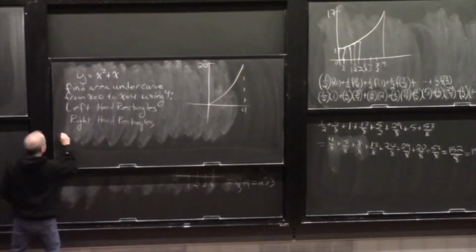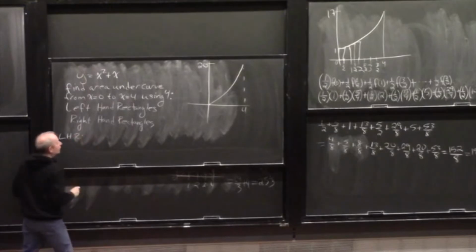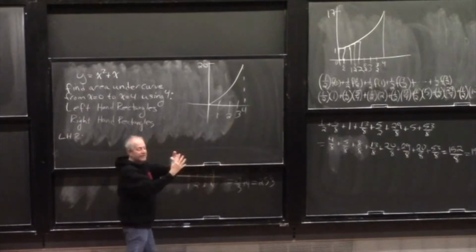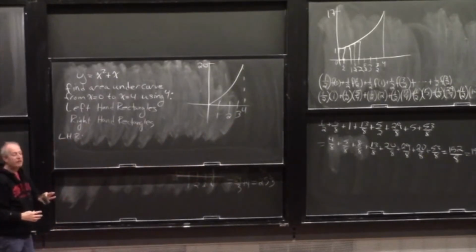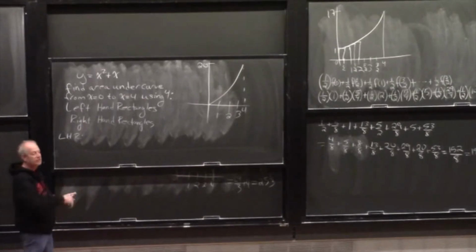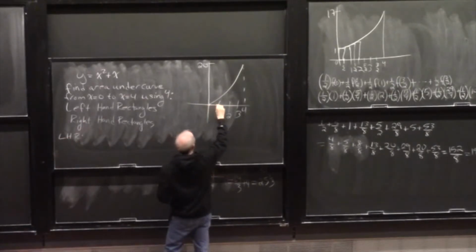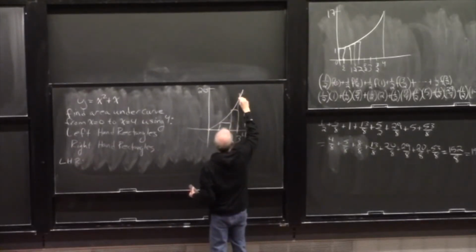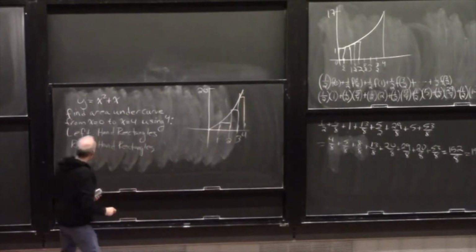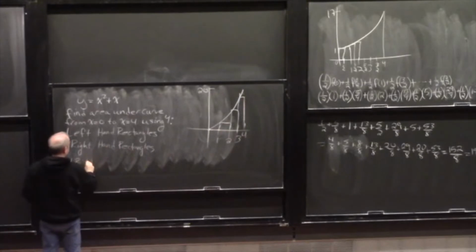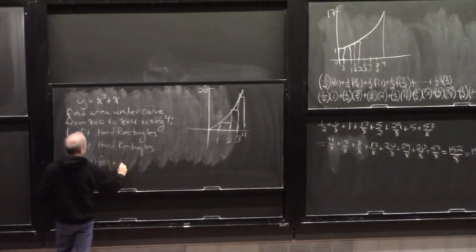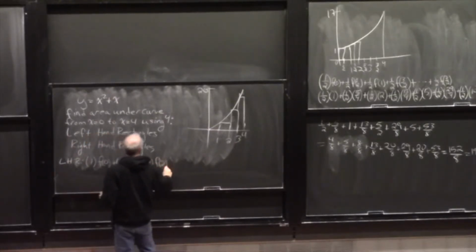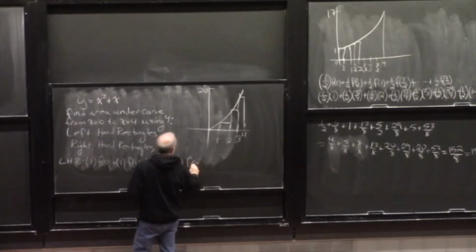So if you want to use left-hand rectangles, which I'll abbreviate LHR, you say, well, I'm cutting this into 4 identical slices, and then I'll get each rectangle by going to the left side of each of those intervals and going up to the curve. So the first one, I just go up to 0. And then you go up to here, and then here, and here. Okay? So the width of each of those will be 1. And I'll do f of 0, f of 1, f of 2, and f of 3.